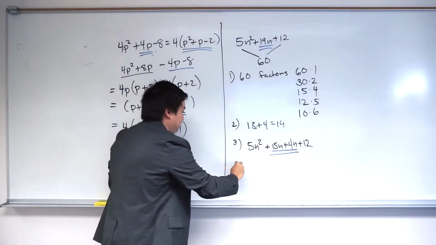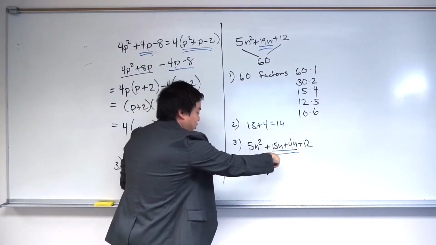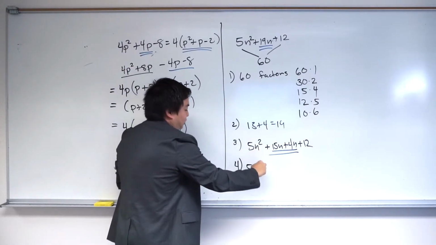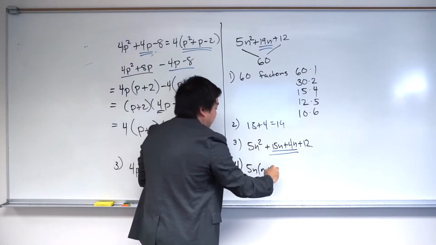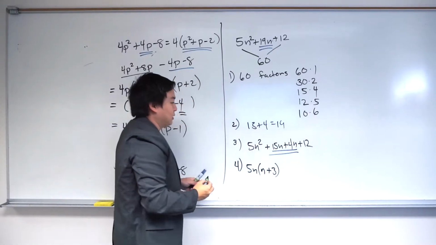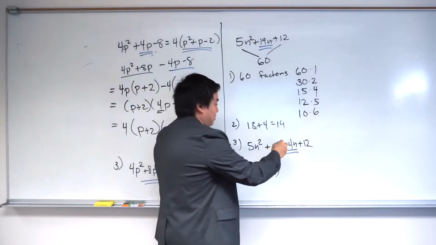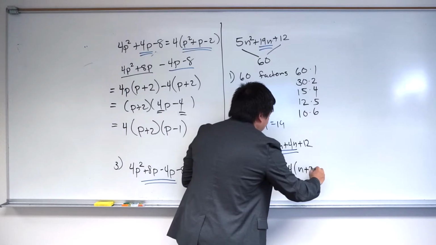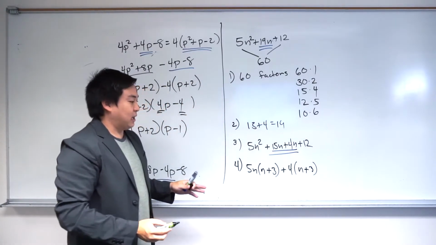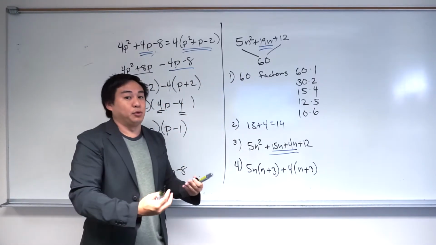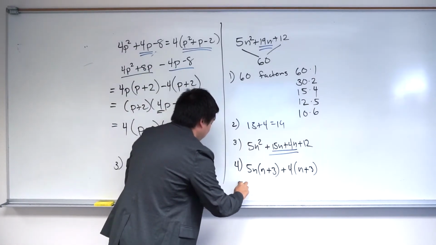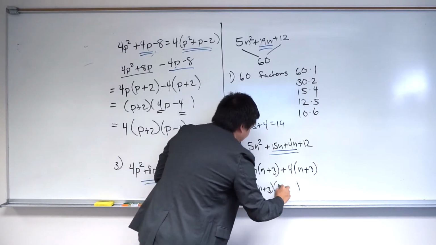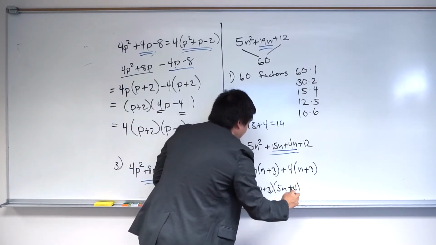Factor by grouping. The first two parts have a 5 and an n in common. And to get to the first term, I need an n. To get to the second term, I need a plus 3. The second two parts have a 4 in common, and then I get an n plus 3. So notice again, they have an n plus 3 in common, so I can pull that out. And whatever is left over gets written in the second part.